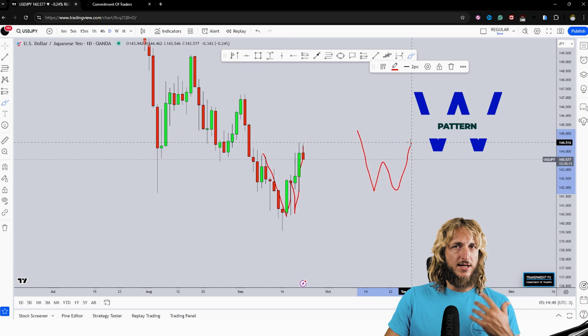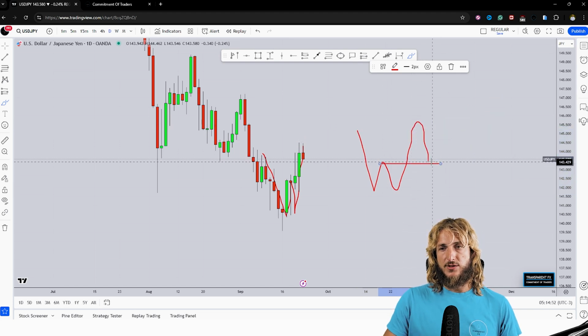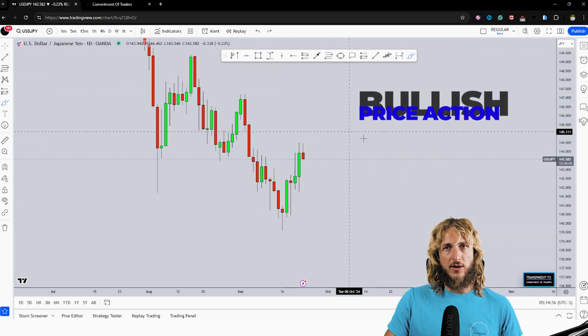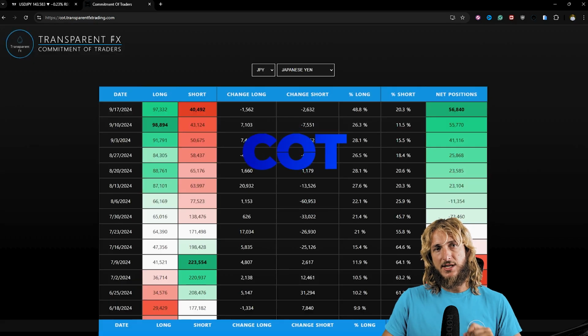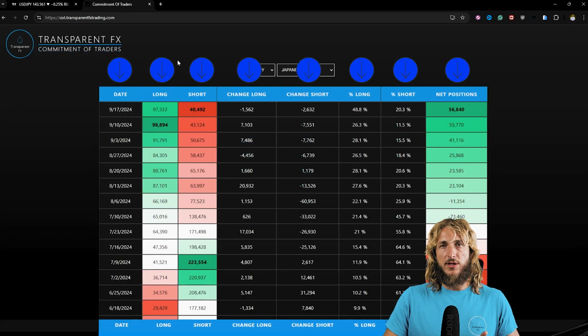Now, in general, as for the case of an M pattern, when you have a W, there's a good probability of seeing first a potential completion at the neckline and then the continuation to the upside. Now, before we dig deeper into what we have here from a technical perspective, first, let's see what we have when it comes to the commitment of traders.